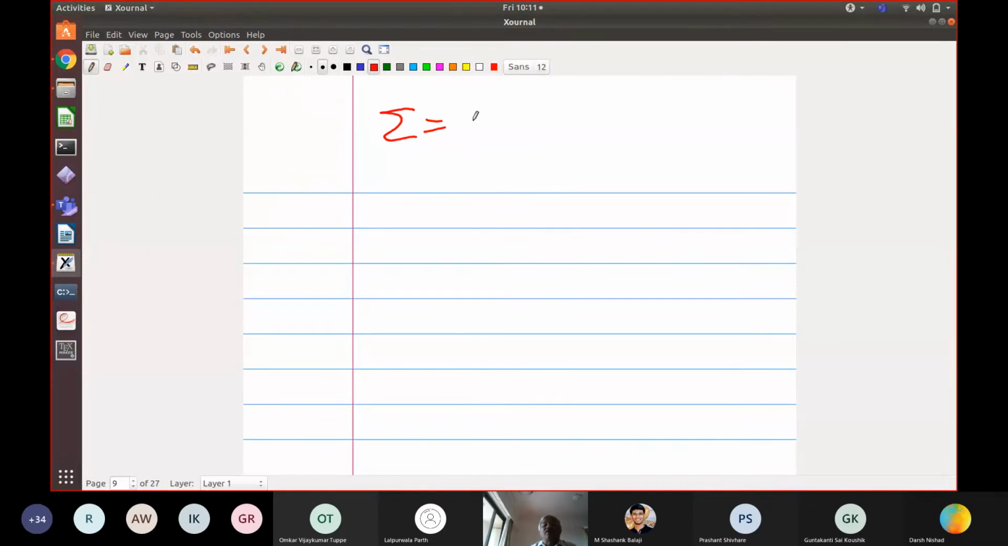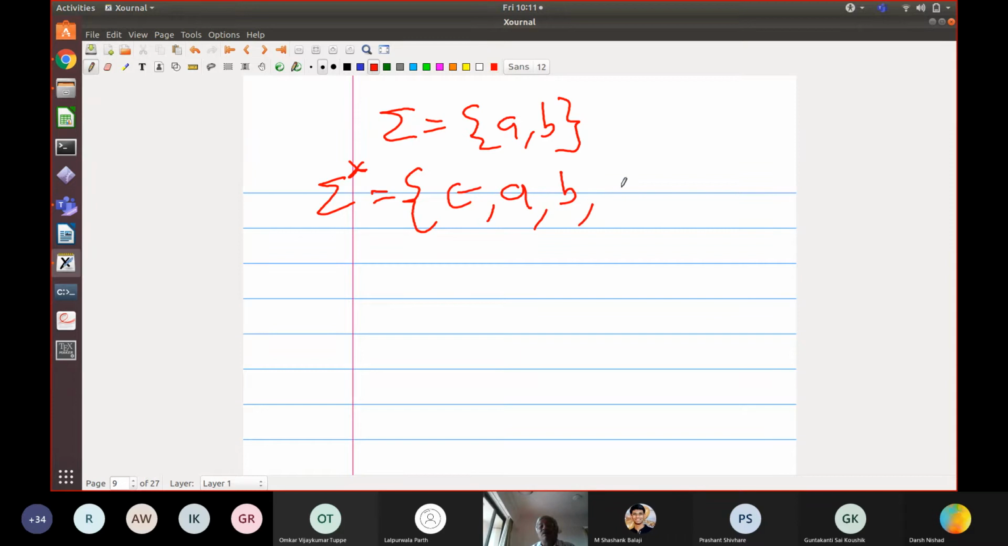So suppose my sigma is AB, 2 letters, A and B. What is sigma star? Sigma star is a set containing firstly epsilon, because that's a word. A is a word, just a sequence with 1 letter. B is a word. Then AA is a word. AB is a word. Then AAA is a word. AAB is a word. Then ABA is a word. ABB is a word.